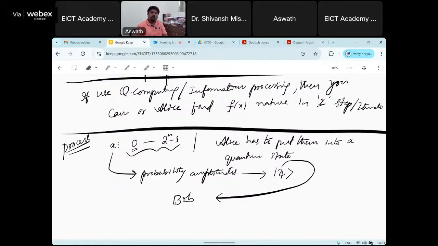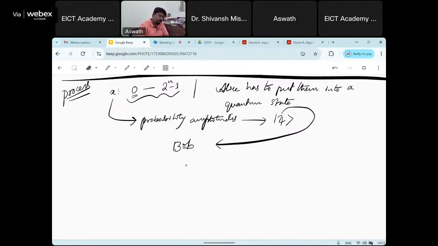As we know, Bob can have a quantum gate, which takes those values and puts them into a quantum unitary function.